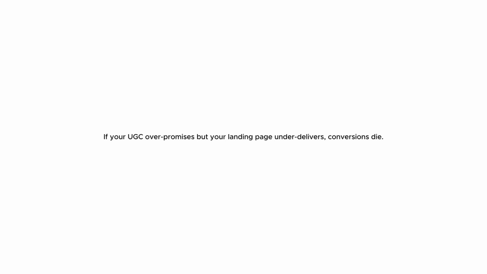If your UGC overpromises but your landing page underdelivers, conversions die. If your content is polished and perfect, it stops looking like UGC at all, and people scroll straight past it because it reads as an ad. This is exactly what's happening to most brands right now without them realizing it. Their campaigns quietly decay because a few small mistakes are compounding in the background, over-curating everything until it looks fake. Using the exact same content across every platform without adapting it. Chasing views and likes instead of the numbers that actually matter, like cost per acquisition and lifetime value. None of this is talked about enough, and it's the actual reason most UGC campaigns quietly die.